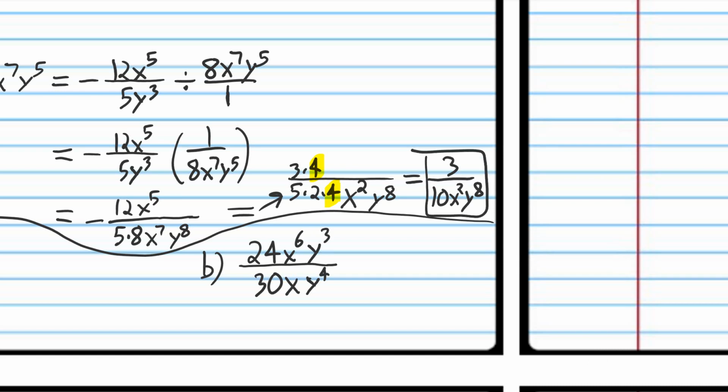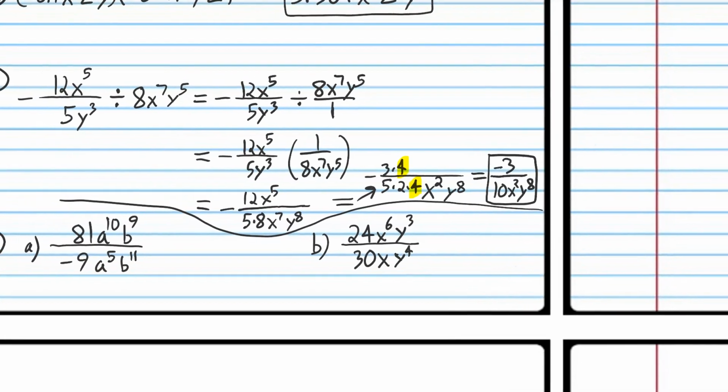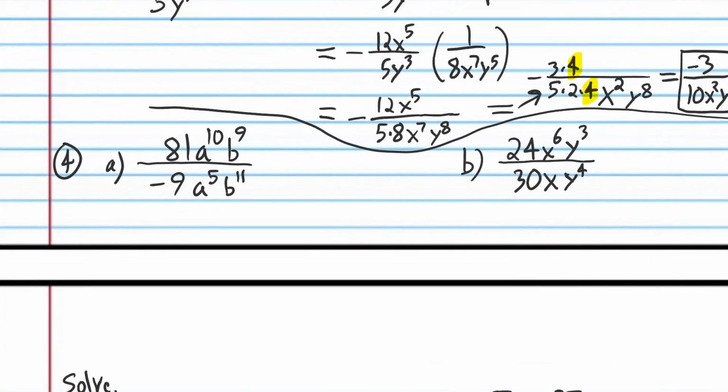So 3 over 10, just double checking my answer, and I see we forgot the negative. Now there's no room for the negative next to the fraction line, so I'm just going to put it in the numerator. That's completely fine. All right, on to the next problem.